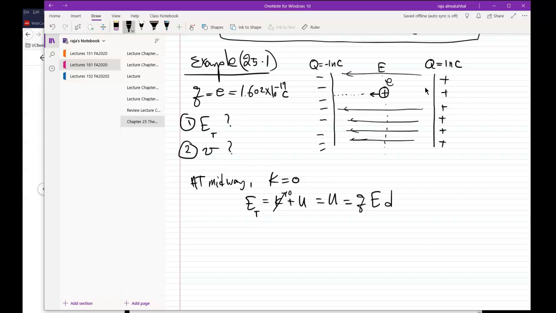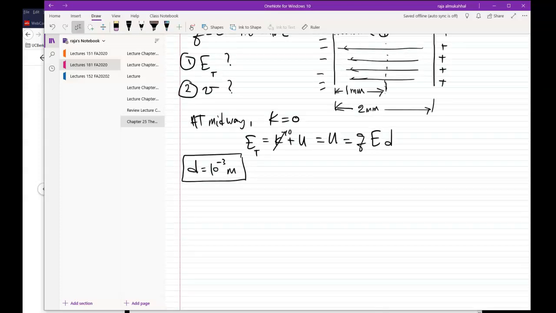Now, what is d? He said that the separation distance between them is, I'm looking at my hard copy here, 2 millimeters, right? So midway right here, the separation distance here is 1 millimeter. That's d right there. So here we have d is 10 to the negative 3 meters. Okay? That's the first thing. Remember, he wants the total energy. Okay, do I have q? Yes, well, q is just e, so I'm good to go here.